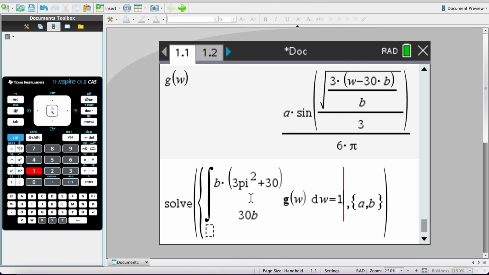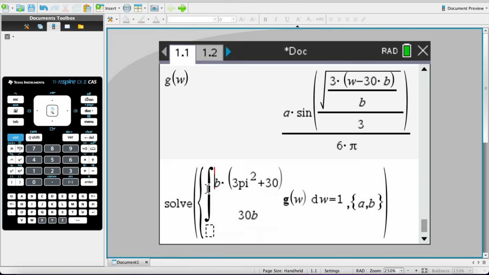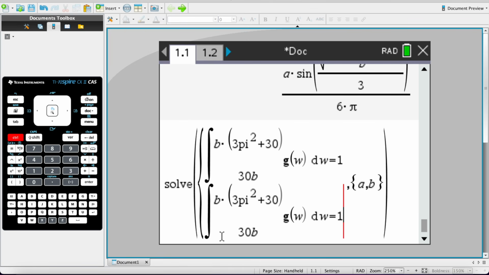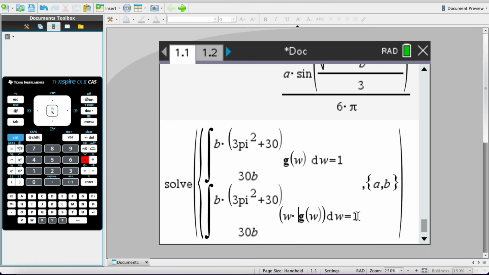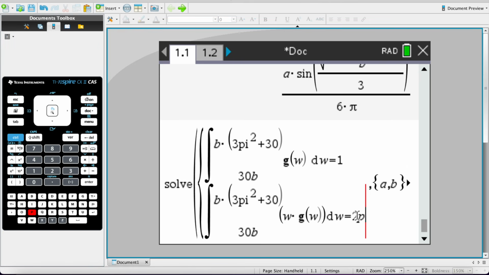Then just copy and paste this integral. Whoops, if I can just get the top one. Yeah, here. Just copy and paste that down. Your bounds stay the same, and now it's w times g of w because this is the mean. That's equal to 2 pi squared plus 8. And it's saying find the values of a and b.